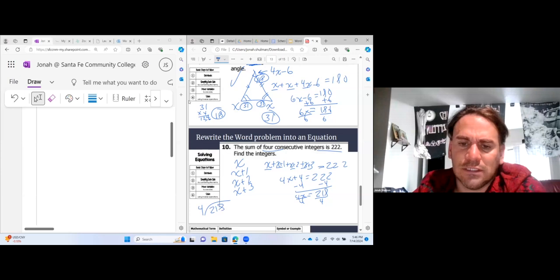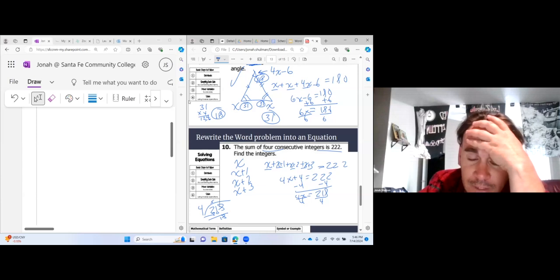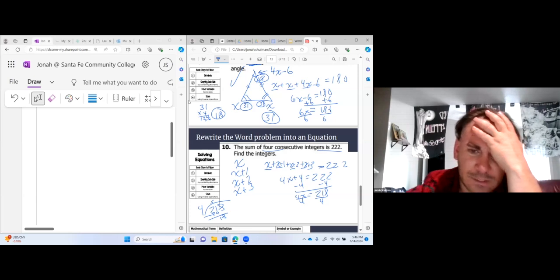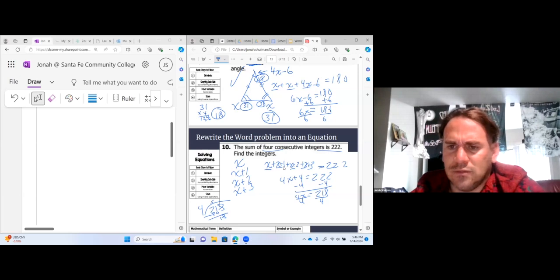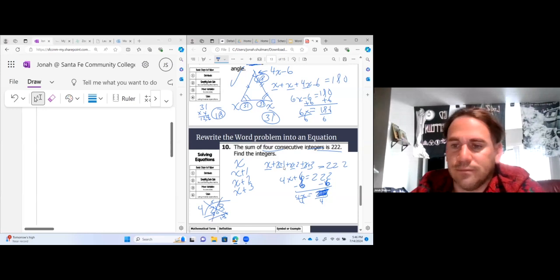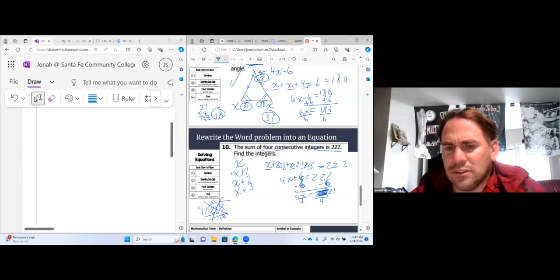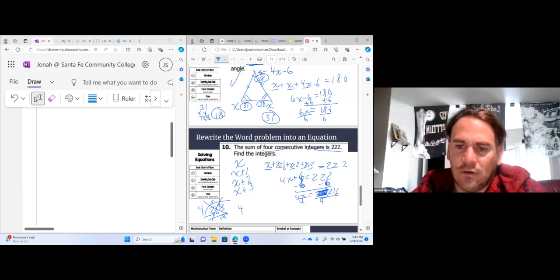4 goes into 218 5 times. Did I mess up? Oh, because it's not 4. It's 6. 1 plus 2 is 3, plus 3 is 6. So it's 222 minus 6. It says integer, that's why I know it has to be a whole number. So 222 minus 6 is 216, not 218. 4 goes into 216 5 times.